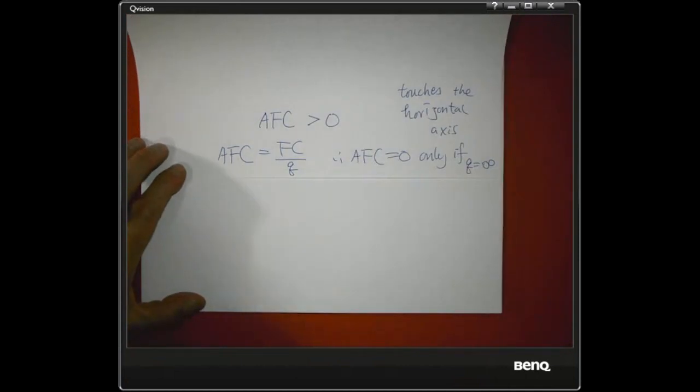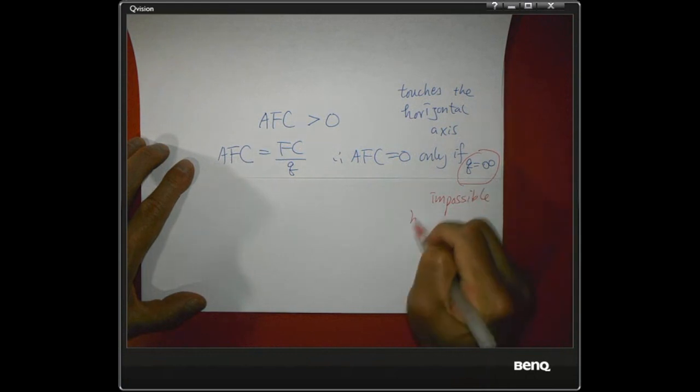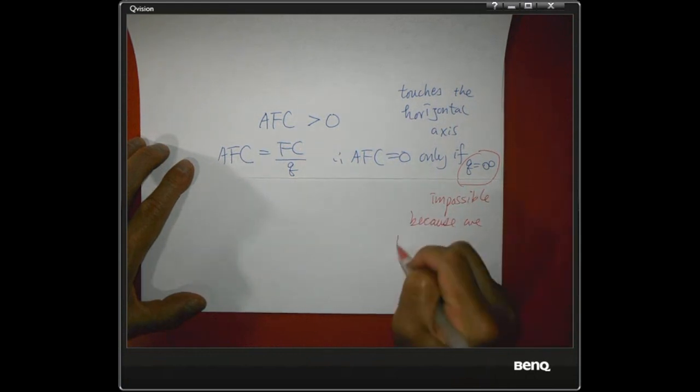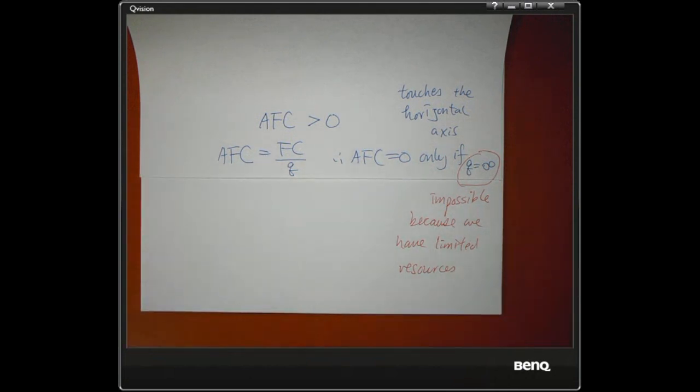Output equals infinity is impossible because we have limited resources. With limited resources, there is no way that we can produce an unlimited quantity of output. And therefore, average fixed cost will never touch the horizontal axis. And if you let the average fixed cost touch the horizontal axis in the exam, marks will be deducted.